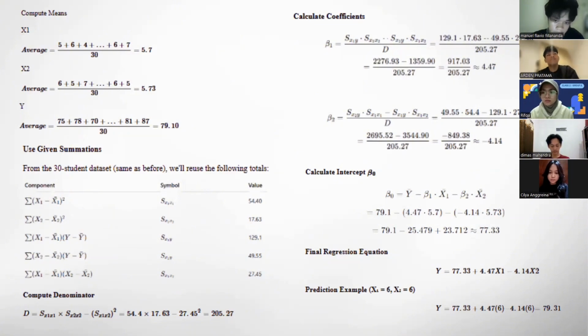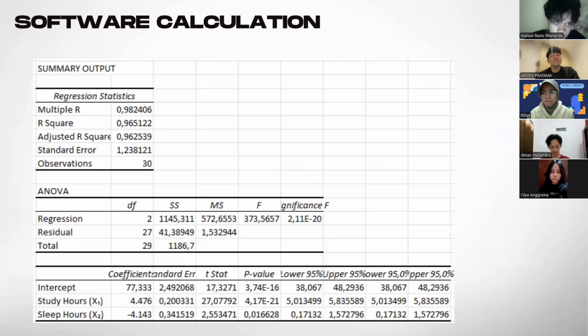And for the prediction example, predict y when both x1 and x2 are equal to 6: y is equal to 77.30 plus 4.47 times 6 minus 4.14 times 6. We get the result, which is 79.31. Next slide. And we also do the software calculation, and we have the same result.